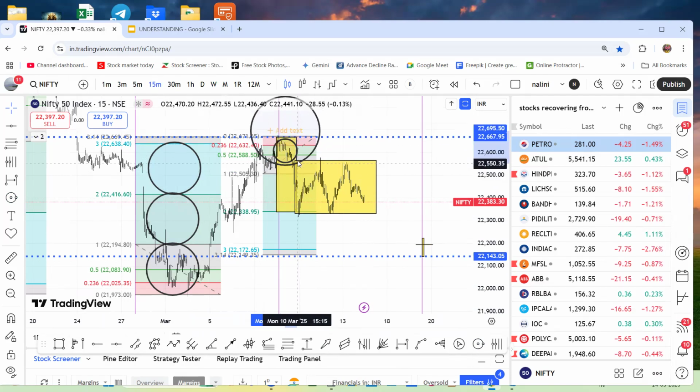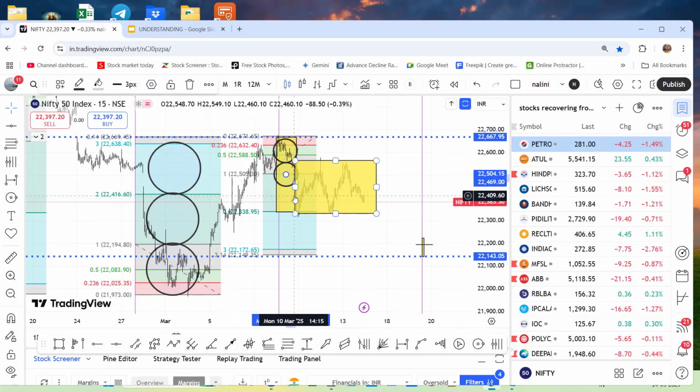Time is very short. Two ranges it has moved. That's why, since it has moved very fast, it is balancing. So rectangles are formed, ranges are formed, and this range is wide.